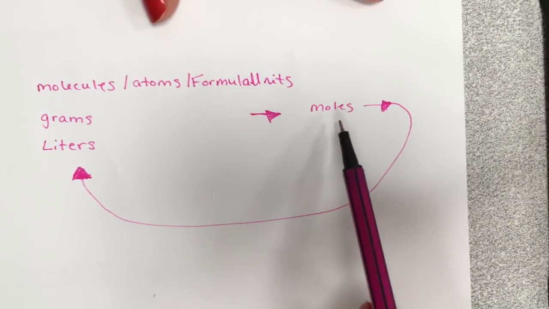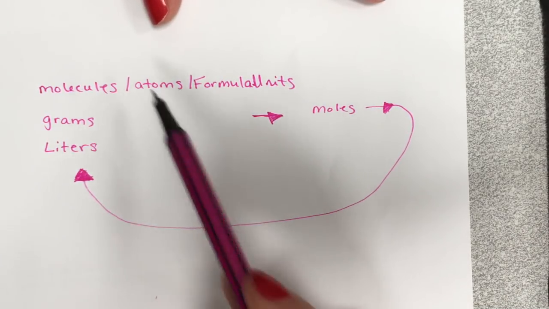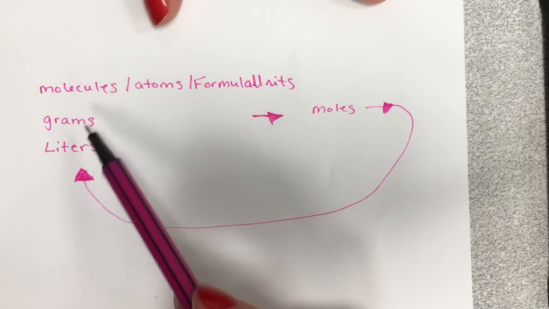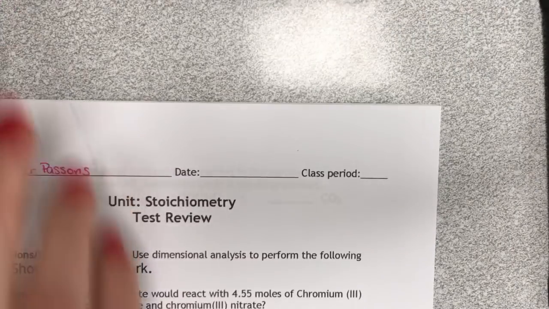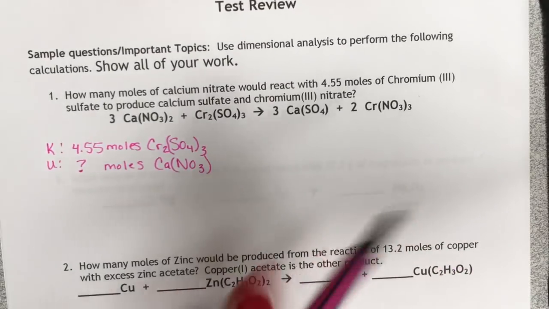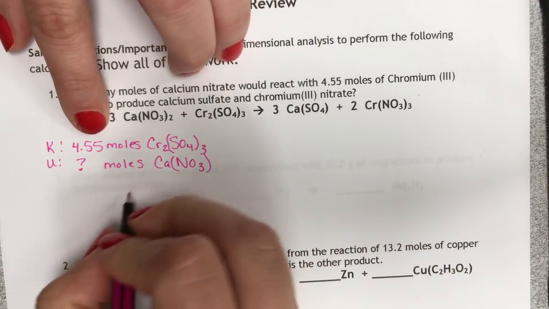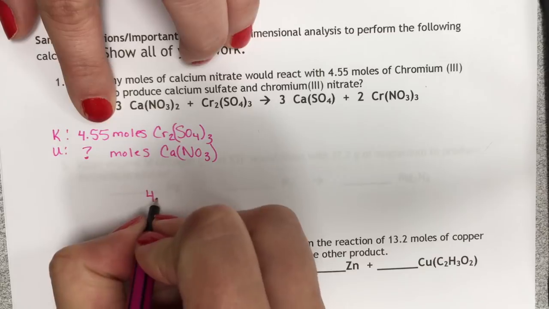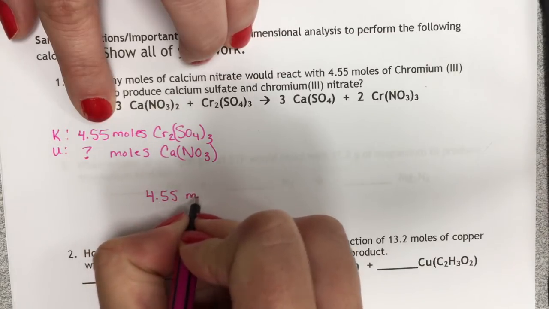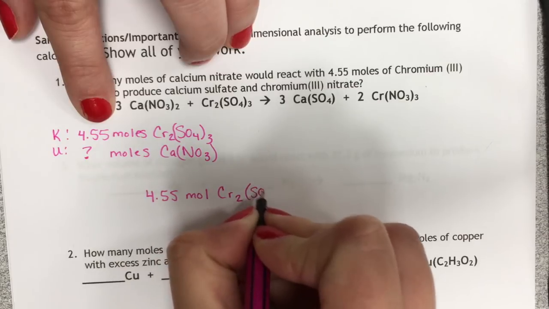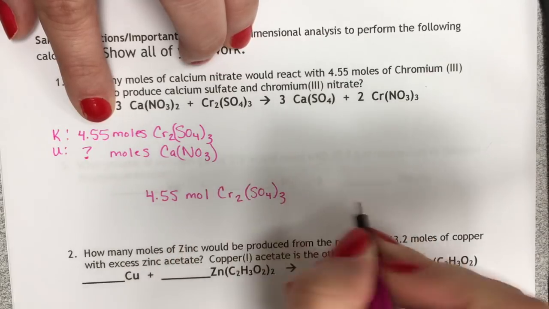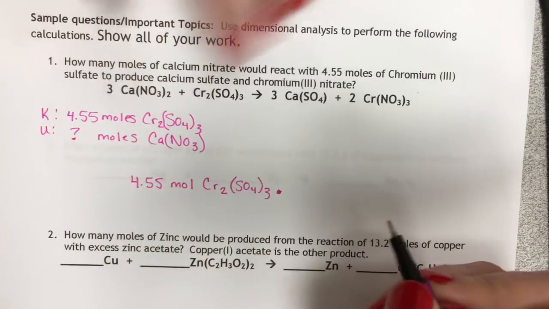So now we're going moles to moles. If you look at our little flow chart, we go moles to moles. We don't have to do any of these conversions. We don't have to deal with molecules, grams, or liters. It's just moles to moles. So all we have to do is just the mole to mole ratio. We start out with what we know, always: 4.55 moles of Cr2(SO4)3.